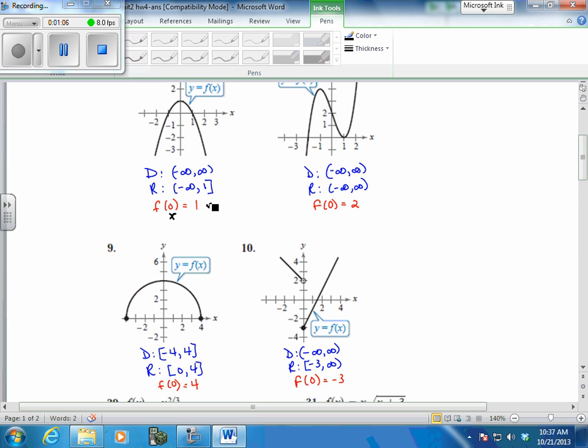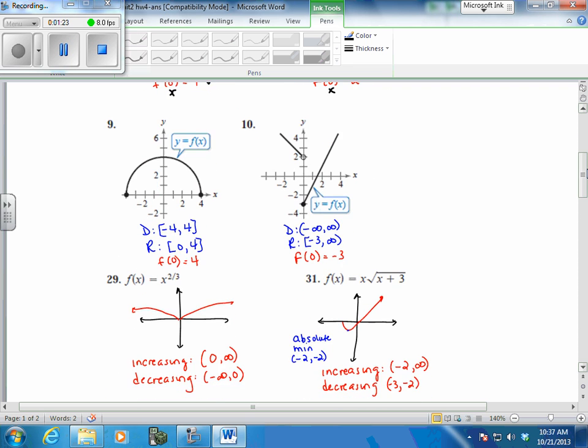Okay, this guy, a cubing function. It has all real numbers for both. When x is at 0, what is your y? 2. Good? Just a little thing to get you started.